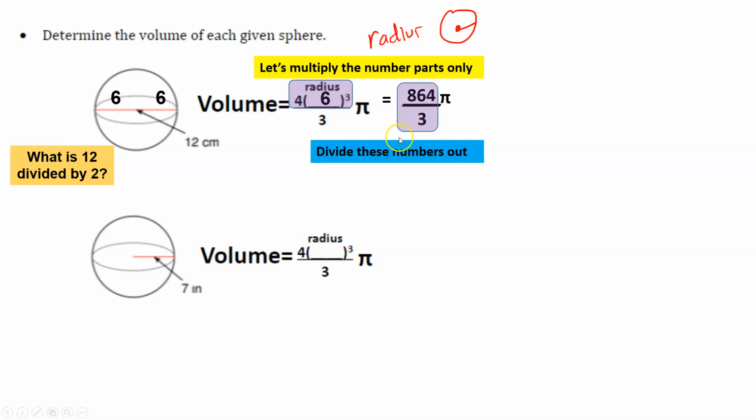Alright. To simplify this even further, let's divide these numbers out. 864 divided by 3. Take a moment and do that now. And unpause. Hopefully you did and you got 288.